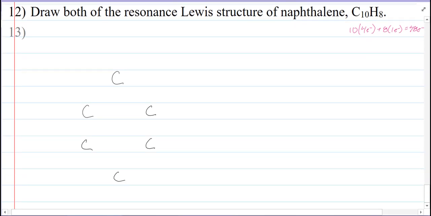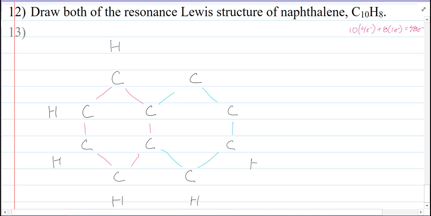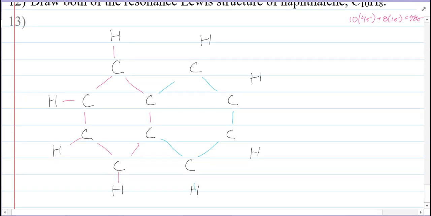So this would be 2, 4, 6, 8, 10, 12. I have 8 more hydrogens. I have 4 more carbons. So 1, 2, 3, 4. So I have 2 hexagons there, don't we? Now we put hydrogens around the carbons that are not connected to both sides of the hexagon. I'm using colors to coordinate here. There, there, there, and there.